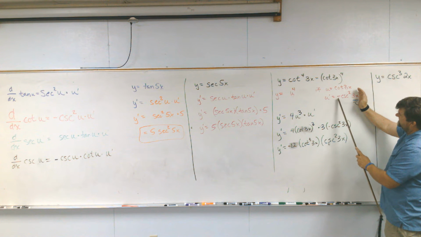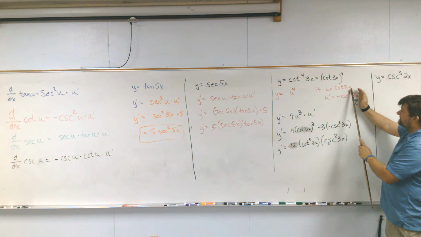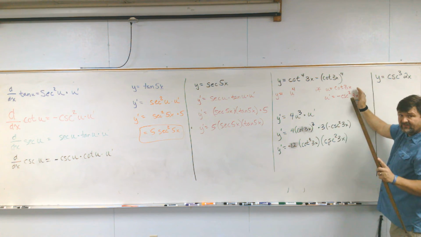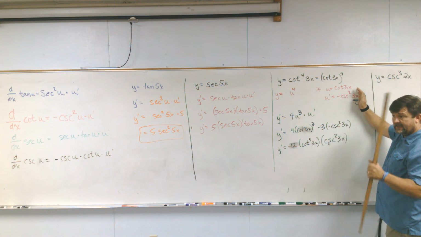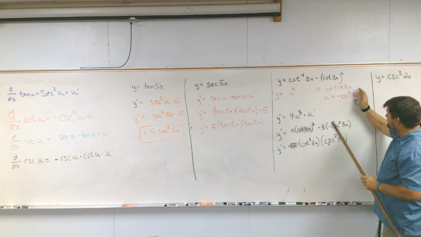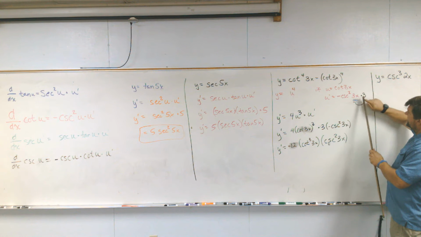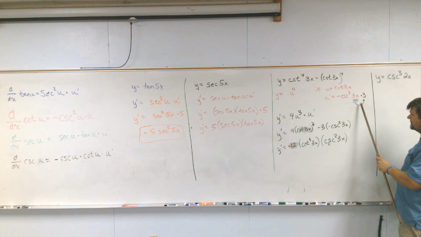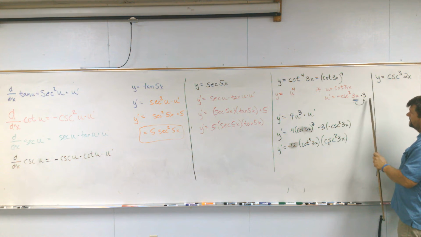The negative cosecant squared, but I cannot forget the inside. Don't ever forget the inside. It's the most common mistake. Always take the derivative of the inside. So the derivative of 3x is 3. So that 3, you got to make sure it's out here because you got to multiply it.